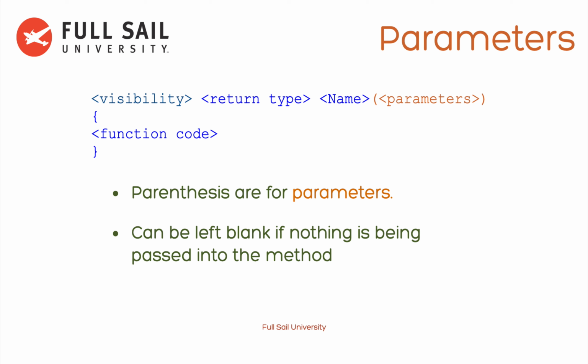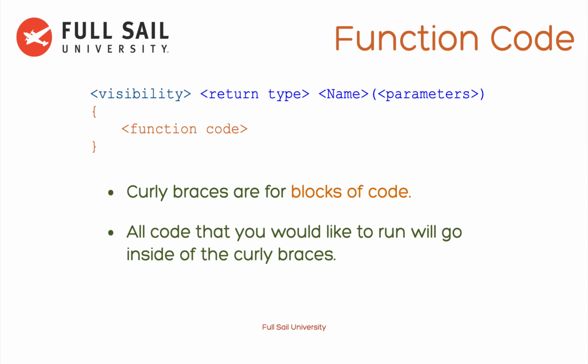So then we have open and closing parentheses. And inside of there, we put something called parameters. And parameters are going to have their own video as well. But we can leave this blank if nothing is being passed into our method or our function. So for right now, we're just going to leave it blank until we actually watch the video about parameters and arguments. So after parameters, then we have the open and closing curly brackets, and we can put all of our code inside of there, and that is going to be the block of code that will run every single time we call the function.